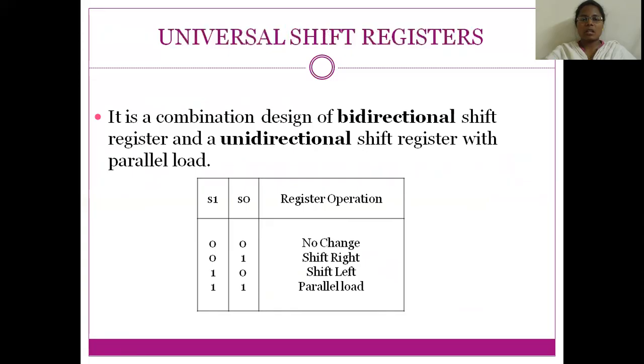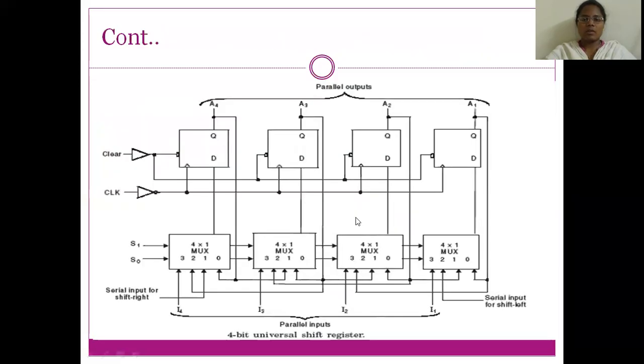When both inputs are low, there won't be any change. When the inputs are 0 and 1, there will be a shift right operation. When it is 1 and 0, there will be a left shift operation. When both are ones, there will be a parallel load. So we'll see the operation of it.